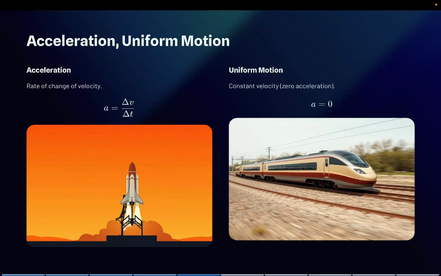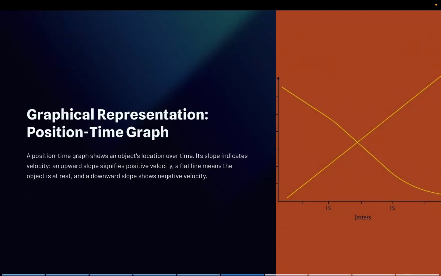What about uniform motion? Uniform motion is a constant velocity, when there's no change in the velocity, when the acceleration is zero. When the acceleration equals zero, that's when the motion is uniform. What's graphical representation? There are two types of graphical representations: the position time graph and the velocity time graph.